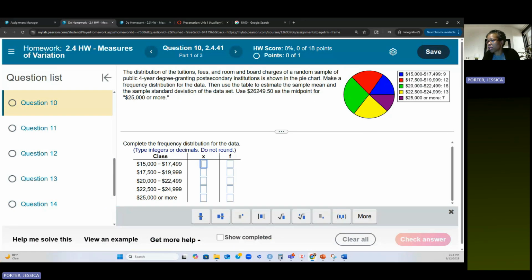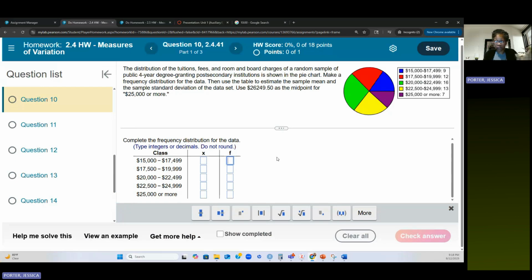Yes. Okay. So you'll calculate the midpoint of each class, and you're going to put that in the X field. And then you're going to put the frequency there. And they give you the frequencies in this table. So here's the midpoint. Find the midpoint of 17,499, and its frequency is 9.